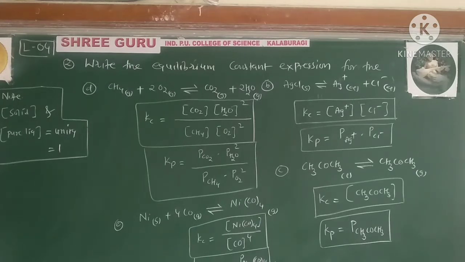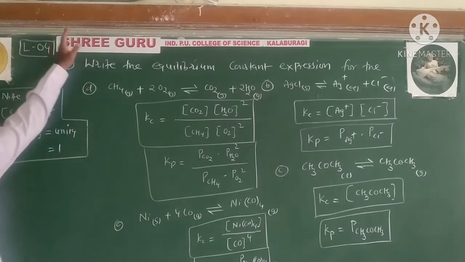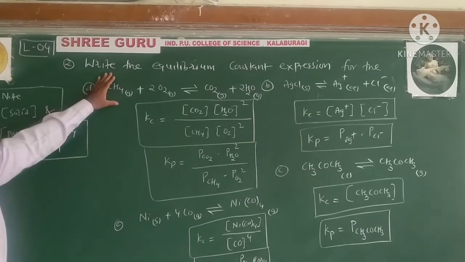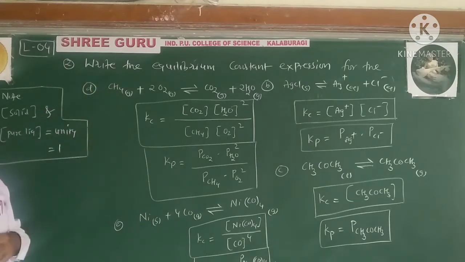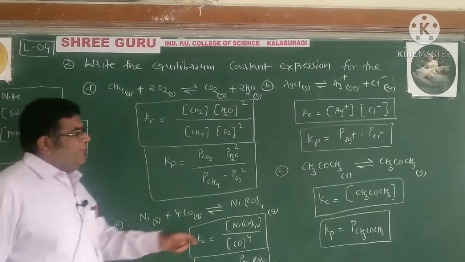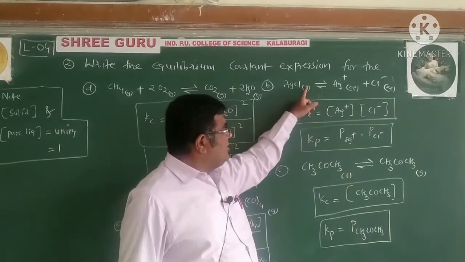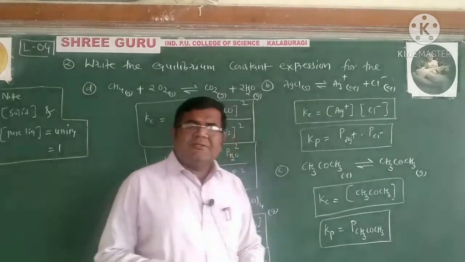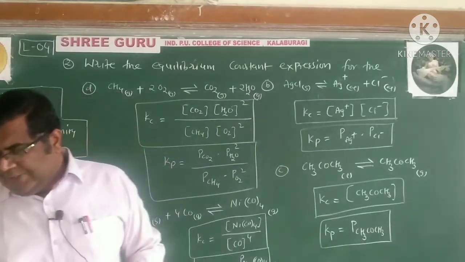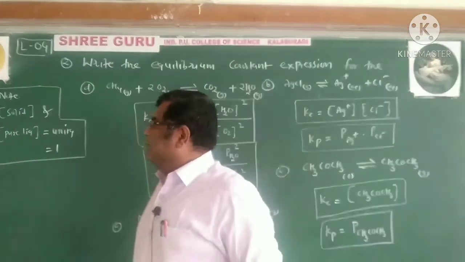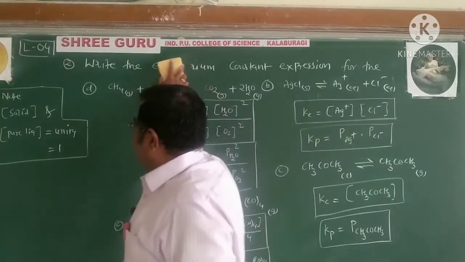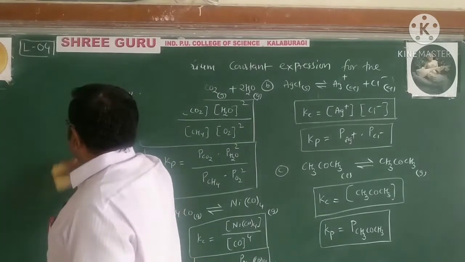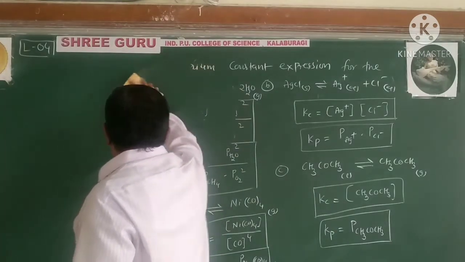See once again how we have solved this question. Very simple. If it is in liquid state or solid state, it should not be present in the equilibrium expression because its value is 1. Even though it is present, it will not change the value. That's why we did not mention it in that equation. So this is question number 2.